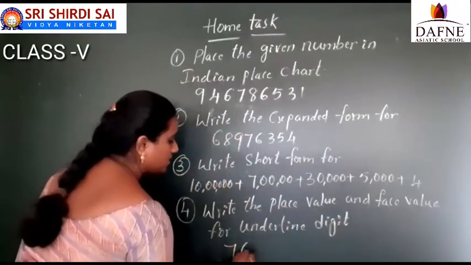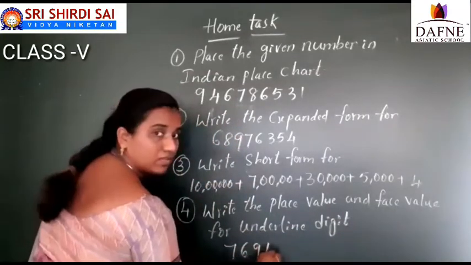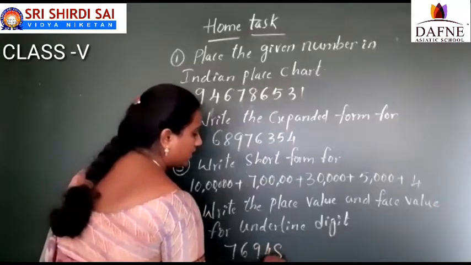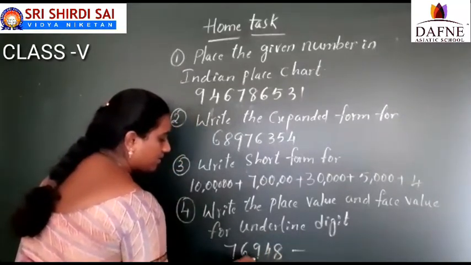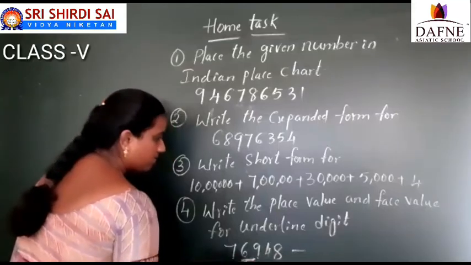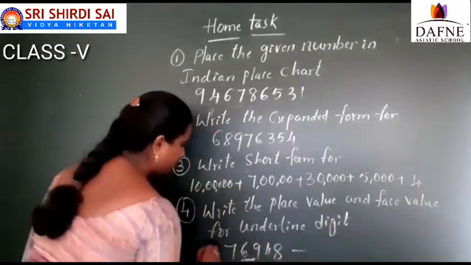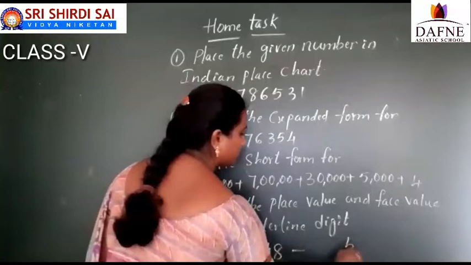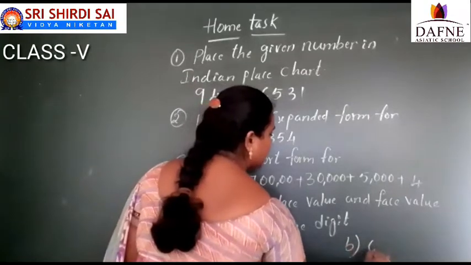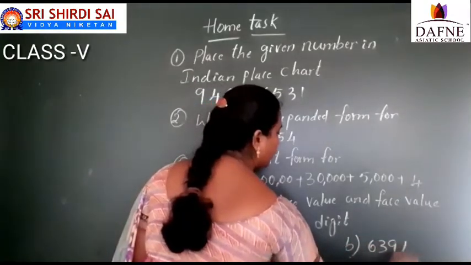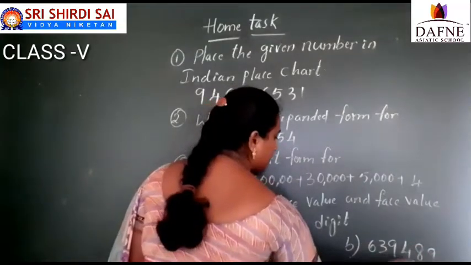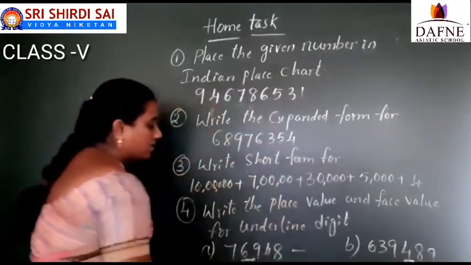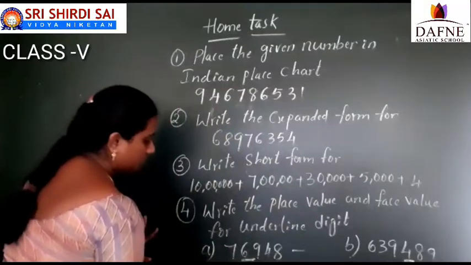So 7 6 9 4 8. I have to write face value and place value for 6. And the second question, 6 3 9 4 8 9. I have to write the place value for 4 here. And the last question.